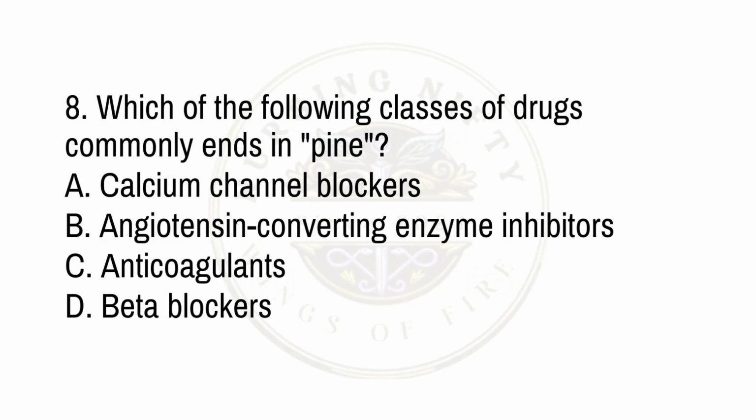So drugs ending in pine predominantly belong to the class of calcium channel blockers. These medications inhibit the influx of calcium ions into the cardiac and smooth muscle cells, resulting in vasodilation and decreased cardiac contractility. By blocking the calcium channels, they help to lower the blood pressure and treat various cardiac conditions such as hypertension, angina, and certain arrhythmias.